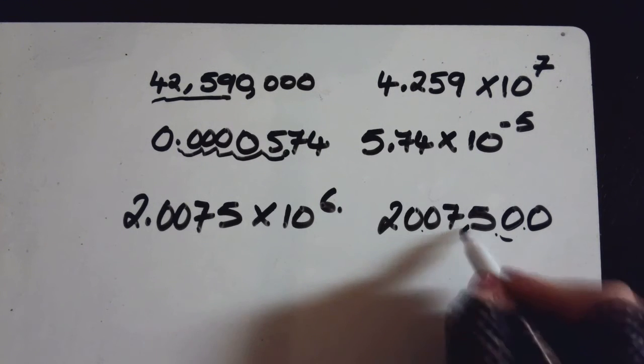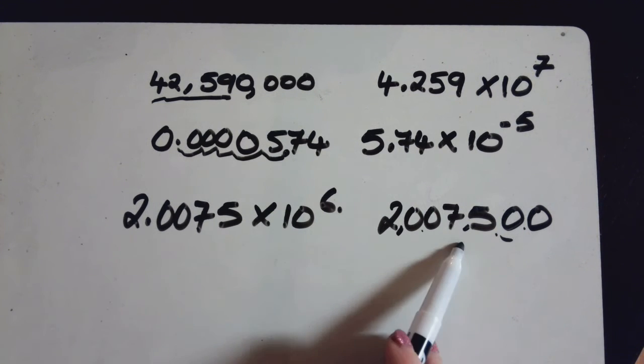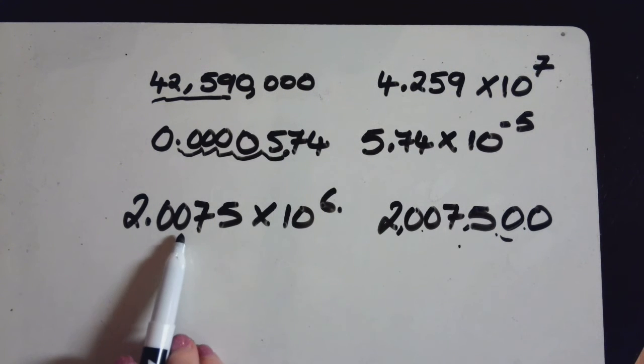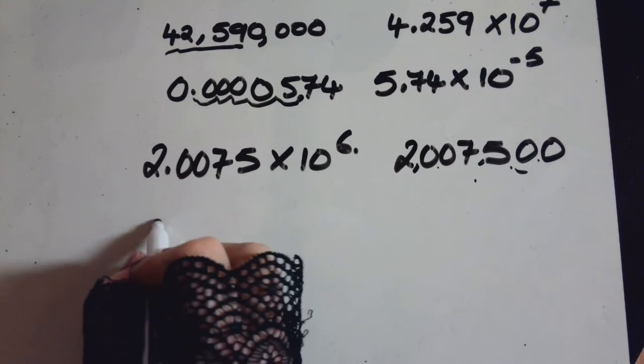And then you always go back by 3, so that's 2 million. All right, so you can see that this is standard form. This is scientific notation. Same here, let's do a negative.